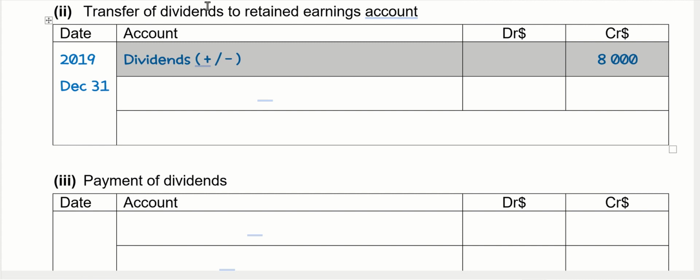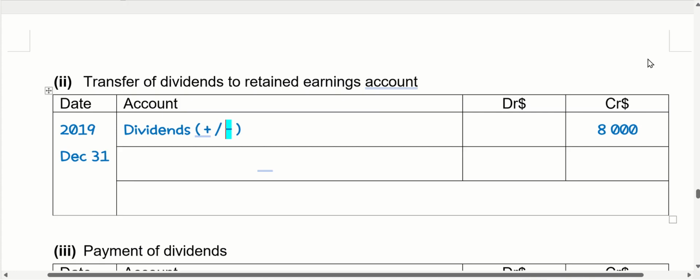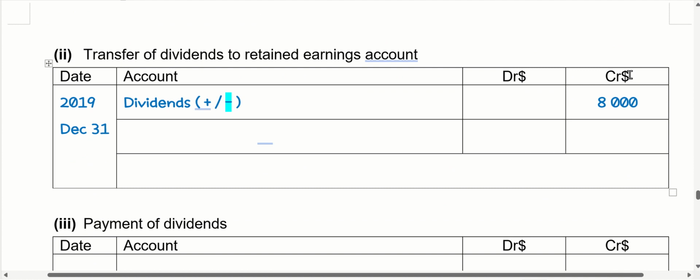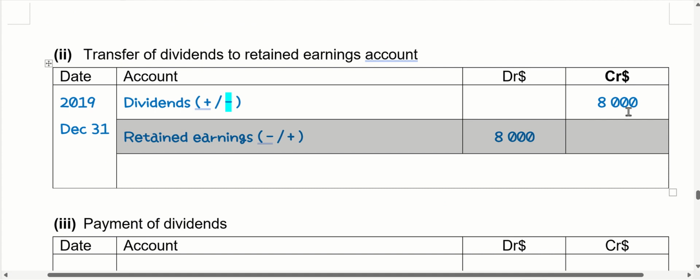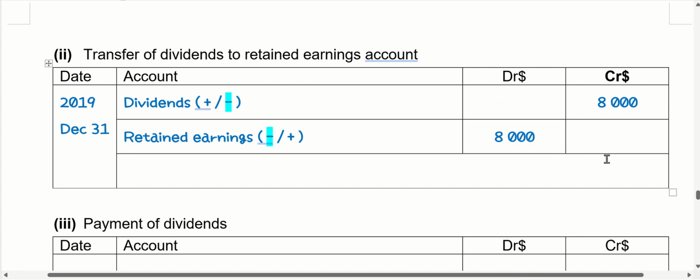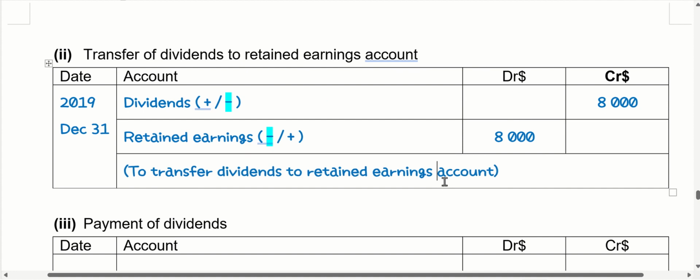So firstly, I'm going to take out the dividends, no longer debit but credit dividends. Why? Take out from dividend. So therefore, if I want to take out from dividend, it's a credit balance. What's the other account affected? Take out from dividends, credit dividend, and I debit retained earnings. The narration would be to transfer dividends to the retained earnings account.